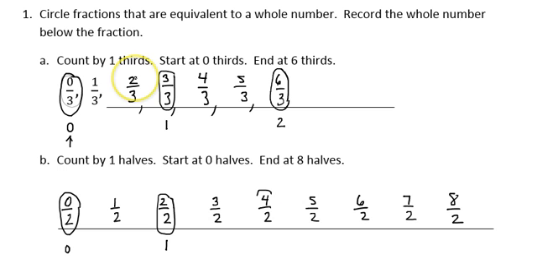The next whole number would be at 4 halves. It takes 2 to make a whole. I have 4 of them, so that's 2 wholes. The next number would be 6 halves. 6 halves is the same as 3 wholes. And the last one is 8 halves. 8 halves is the same as 4 wholes.